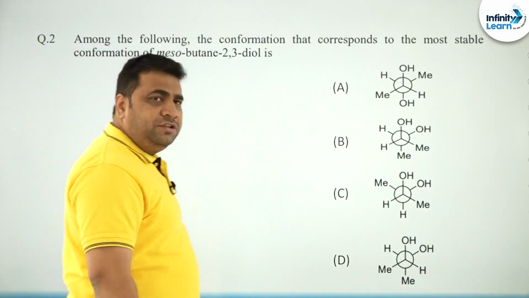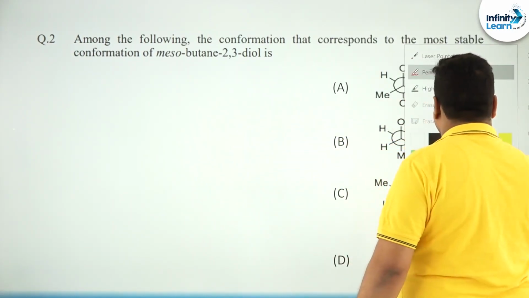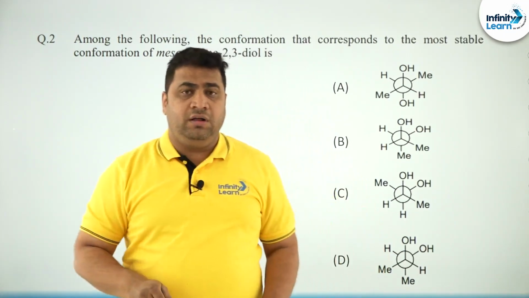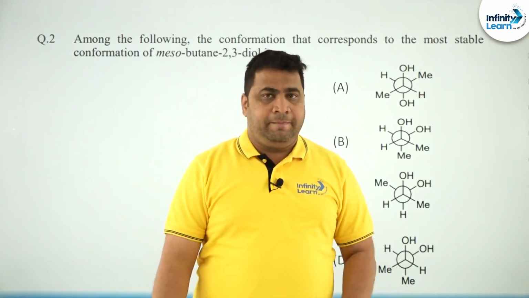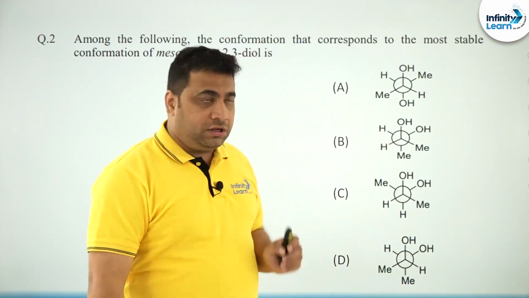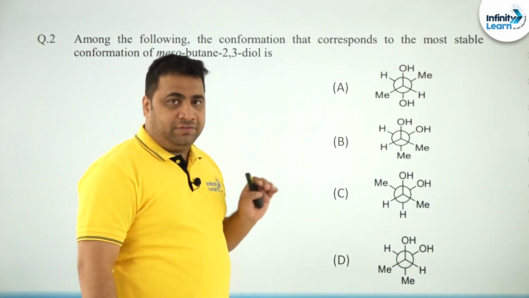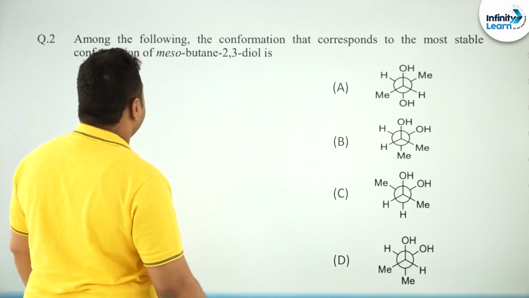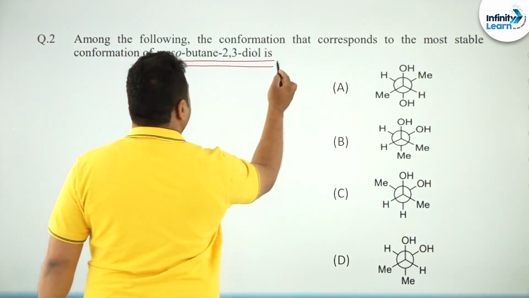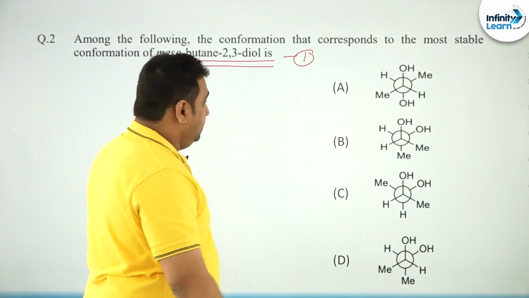This is a very interesting question, but before I show you question number 2, my discussion is very different. I do not go for unnecessary calculation and unnecessary discussion. Directly coming to the point along the concept, I will not focus on this question, I will show you the background of it first. Point number 1: meso-butane-2,3-diol. This is important for me, I am not still reading the question.